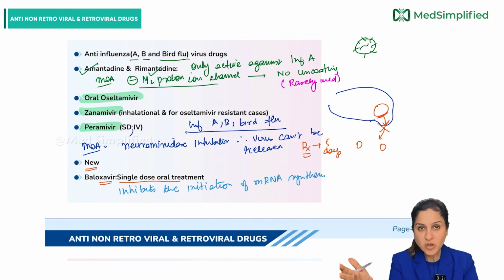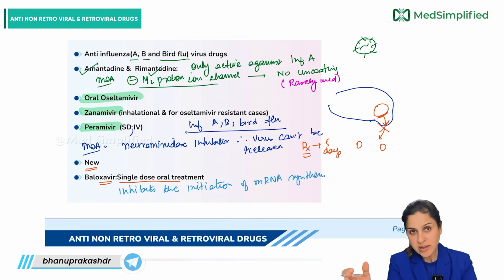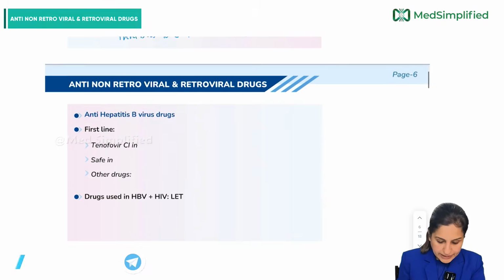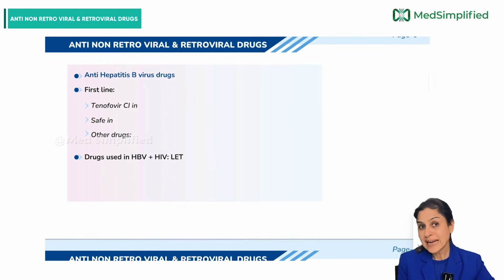So 3 groups here we have in the influenza. One is targeting the M2 protein ion channel, that is amantadine. The second are the neuraminidase inhibitors, and the third one inhibits the initiation only of the mRNA synthesis. Then drugs for hepatitis B.